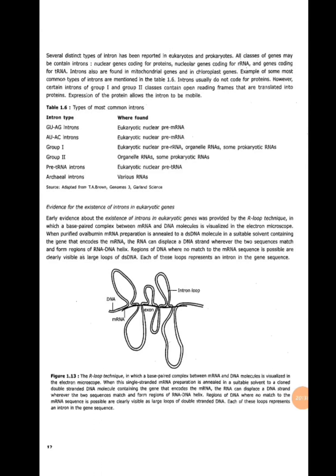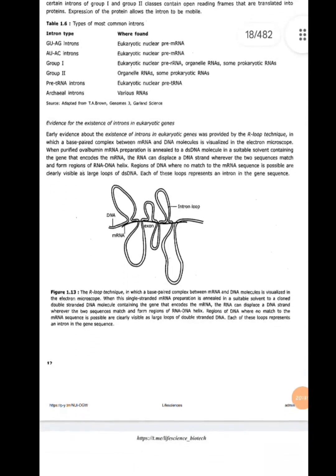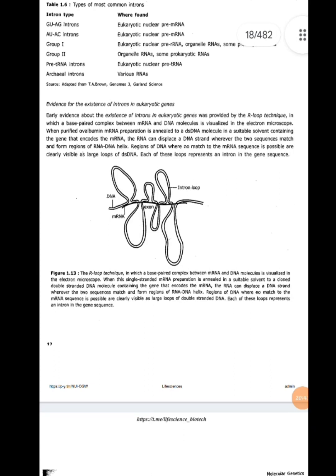So what are the types of most common introns? It is the GU-AG intron, which is found in eukaryotic nuclear pre-mRNA. AU-AC is also found in eukaryotic nuclear pre-mRNA. Group 1 is found in eukaryotic nuclear pre-rRNA, organelle RNA and some prokaryotic RNA. Group 2 is found in organelle RNA and some prokaryotic RNA. Pre-tRNA introns are found in eukaryotic nuclear pre-tRNA. Archaeal introns are found in various kinds of RNA.